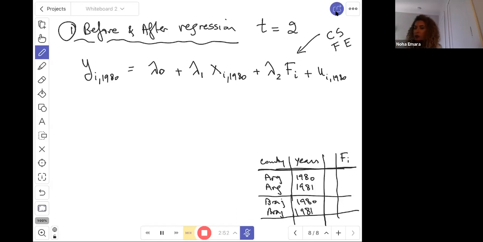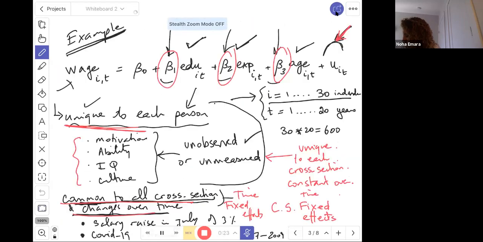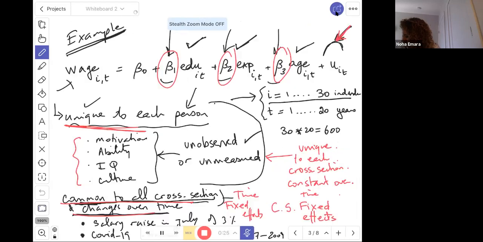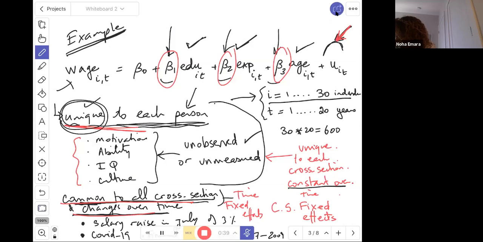What is this Fi? I want you to think about an Fi based on the definition that I had at the beginning of the class. What I think about Fi is something that is unique to each cross-section, or to each person or to each country, and does not change over time. It's constant over time. So based on this definition, I need to create a number that is like a code unique to each country and does not change over time.